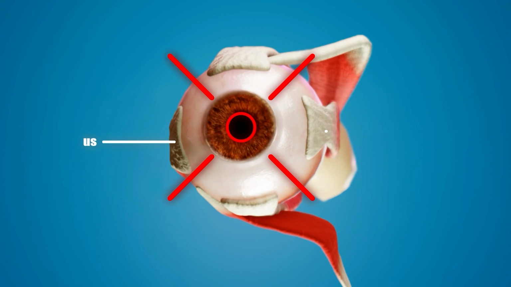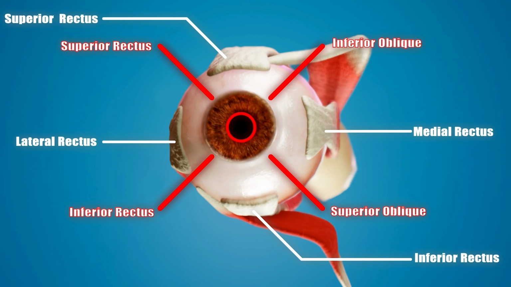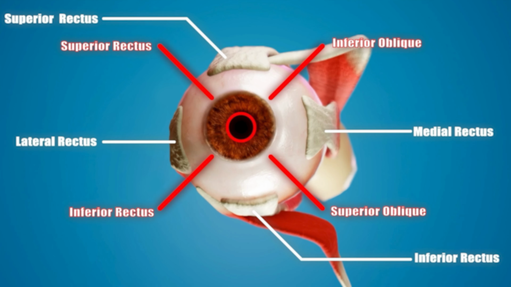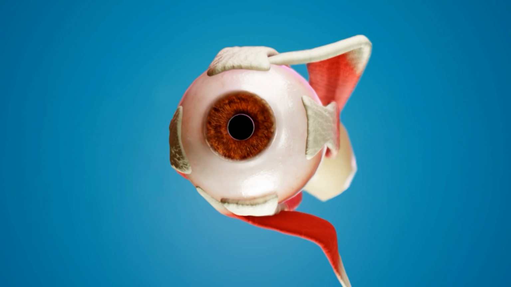Third cranial nerve, that's oculomotor, supplies superior rectus, medial rectus, inferior rectus, and inferior oblique. And fourth nerve supplies superior oblique. Sixth nerve supplies lateral rectus. Third, fourth, and sixth cranial palsies can result in diplopia.